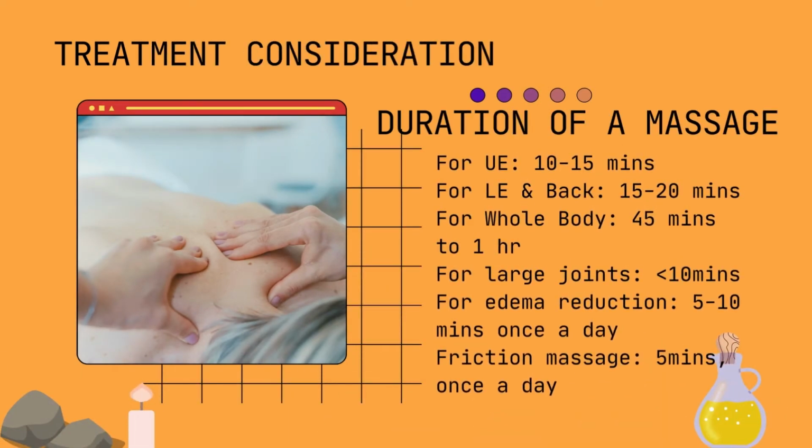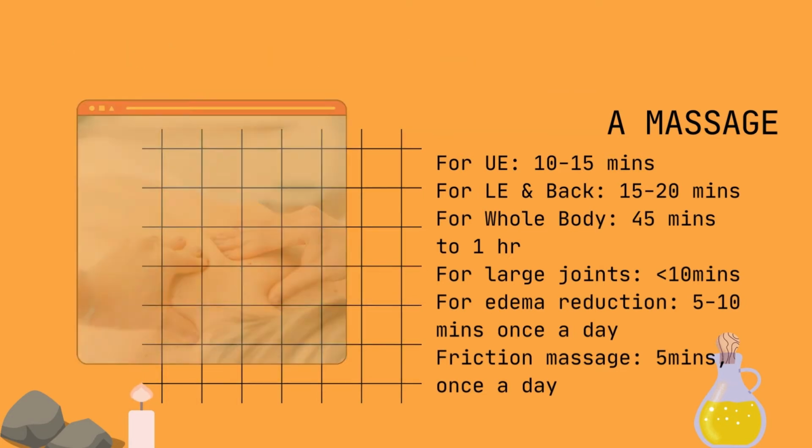Treatment considerations for a massage. Duration: for upper extremities, only 10 to 15 minutes. For lower extremities and the back, 15 to 20 minutes. For the whole body, 45 minutes to 1 hour. For a large joint, less than 10 minutes. For edema reduction, 5 to 10 minutes once a day. For friction massage, 5 minutes once a day.